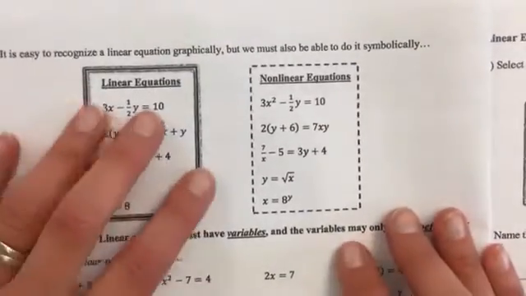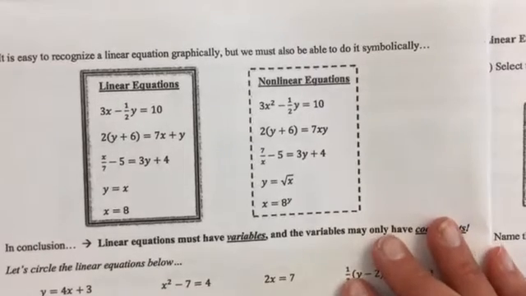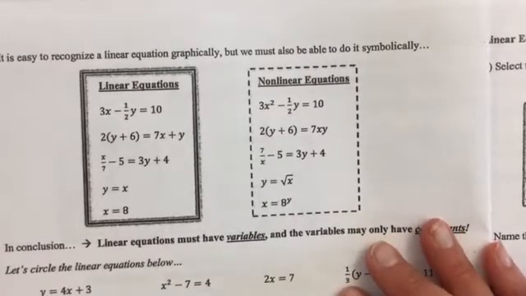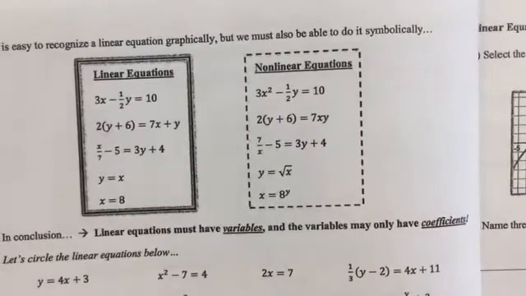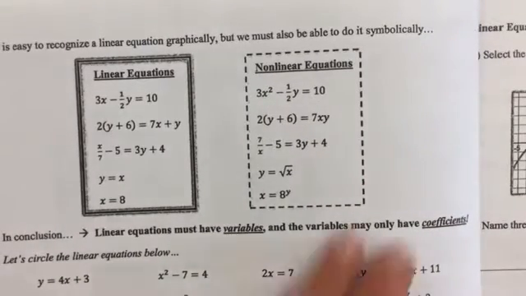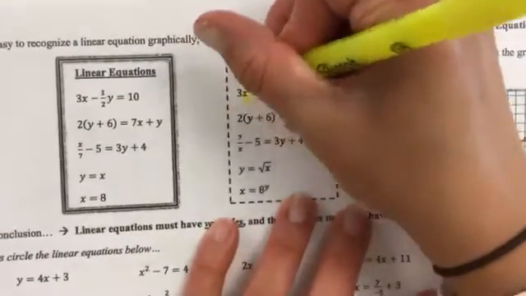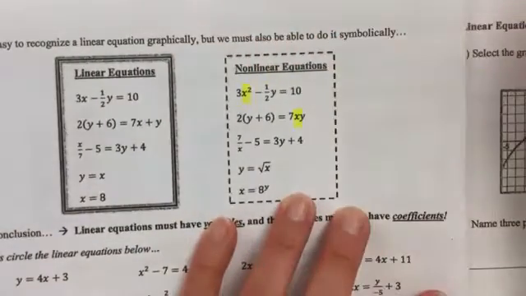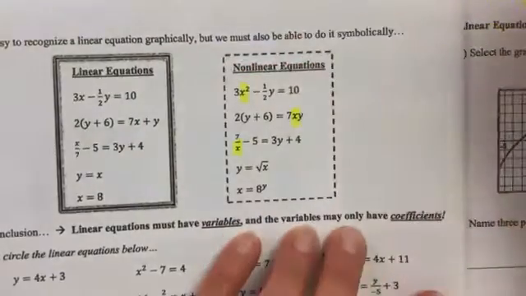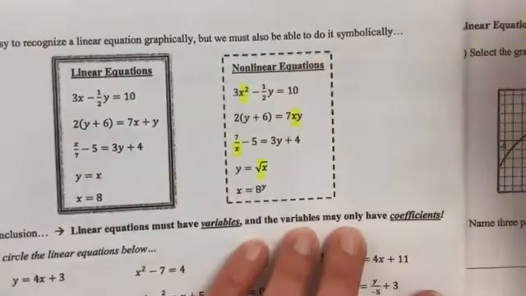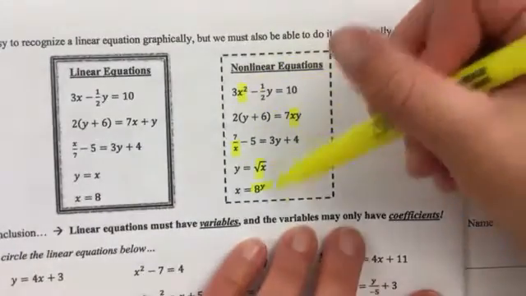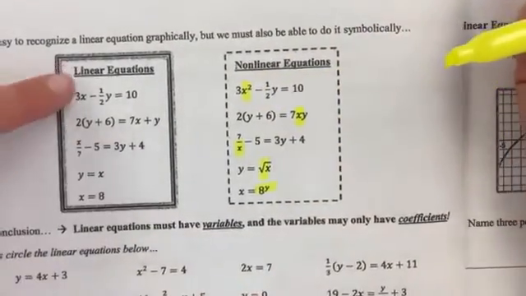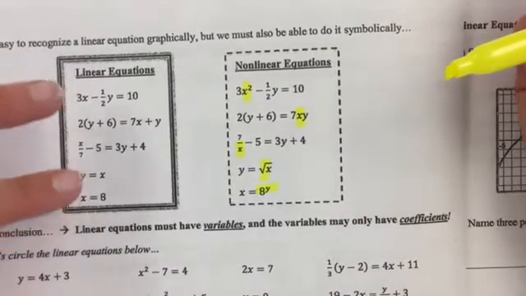So this we talked a little bit about earlier. It says it's easy to recognize a linear equation graphically, but we must also be able to do so symbolically. And so this is like when you have those equations. So non-linear equations will break those rules that we talked about before. For example, it will have the x squared. It will have x and y being multiplied together. It will have x in the denominator. It will have x or y underneath a radical or in an exponent. So those are all things that show you that it's not linear. All of these equations, even though maybe some of them look complicated, they are linear.